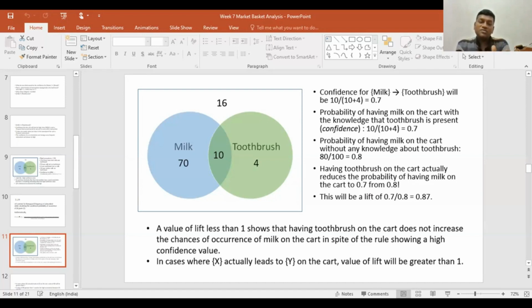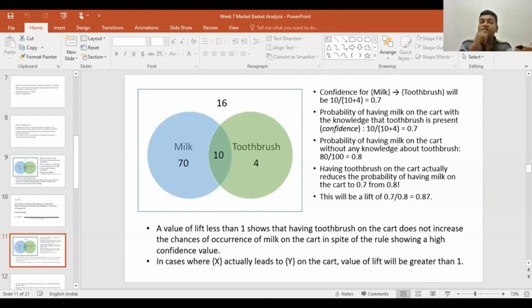And so therefore this is actually the flaw, because if you just look at confidence in isolation and say, oh, it is 0.7, it looks decent. However, when you look just at the probability of milk, like I said, milk is a very frequently purchased product, and by itself, milk has got a much higher probability. All right. So like I said, lift is calculated by the conditional probability of milk given toothbrush is purchased divided by probability of milk alone, which is 0.7 by 0.8, and that is 0.87.